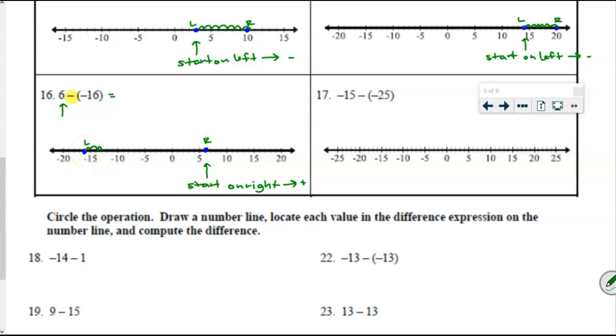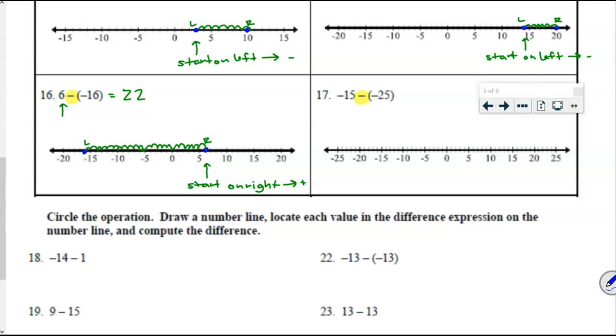1, 2, 3, 4, 5, 6, 7, 8, 9, 10, 11, 12, 13, 14, 15, 16, 17, 18, 19, 20, 21, and 22. Positive 22.